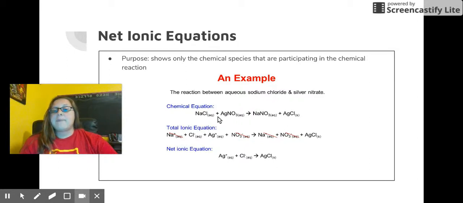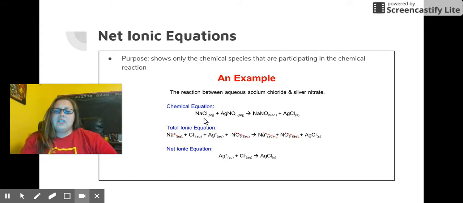You see how they're switching partners. Another way you can look at it is that cations come together and anions come together, just make sure you always write your cation first. So I have Ag, which is a plus charge, Cl, which is a minus charge. So when I crisscross those charges, it's AgCl.